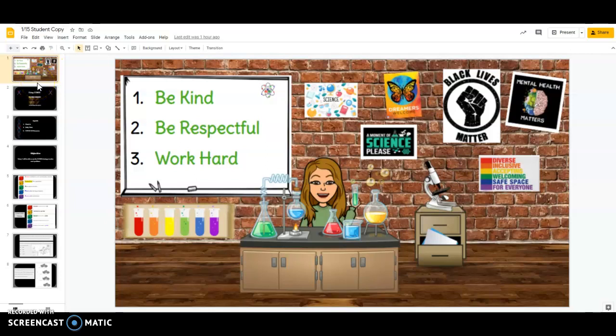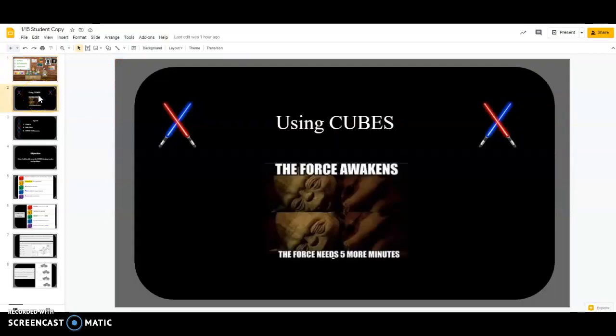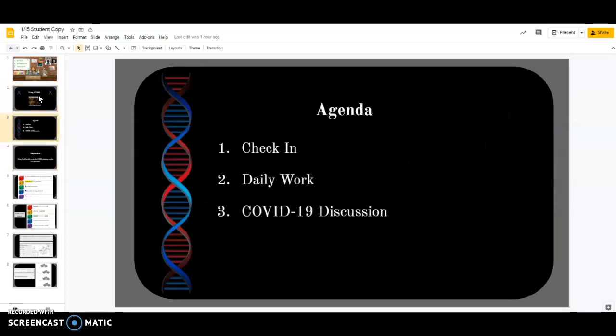So for class today, we are going to be using a strategy called CUBES. And that's all you have to do online, students, or students who weren't in class because you were not able to partake in the COVID discussion. Our agenda for today is the check-in, this daily work activity, and then the COVID-19 discussion. Again, this is something that you probably weren't able to participate in because you did not attend class.